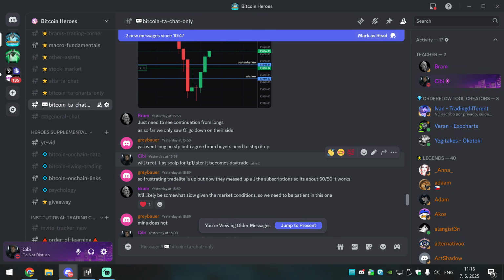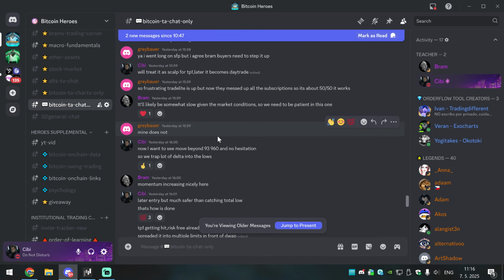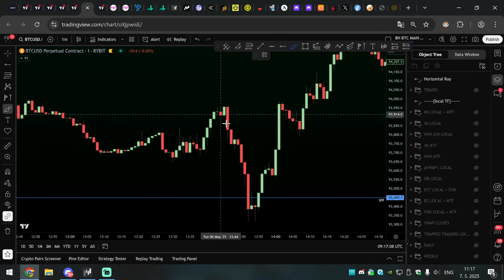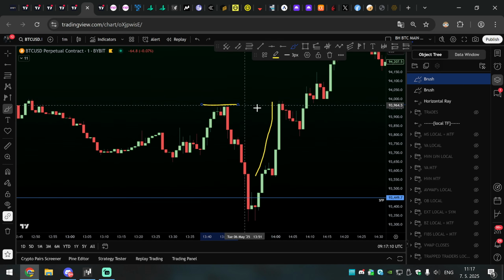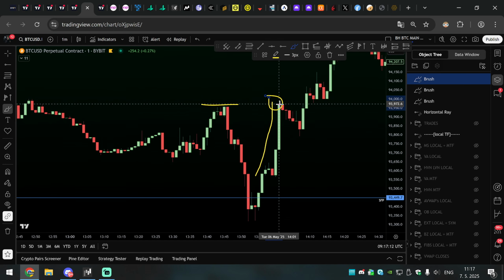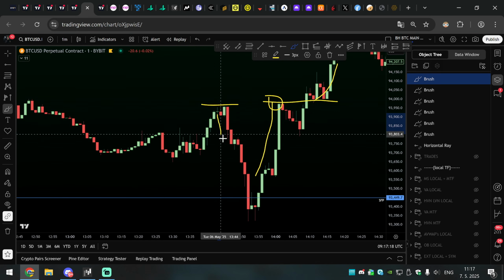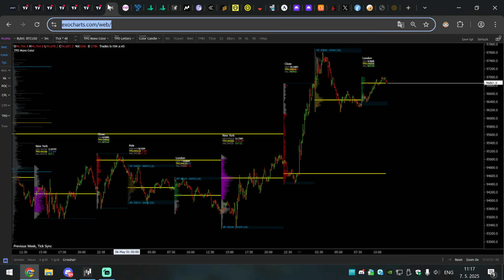Now let's see how it was developing. Now I want to see a move beyond 93,960 and no hesitation. So we trap a lot of delta into the lows. That's what I wanted to see. Move here, and we started rejecting, but once you reclaim this, it was getting into large acceleration. A lot of sellers were actually going here.